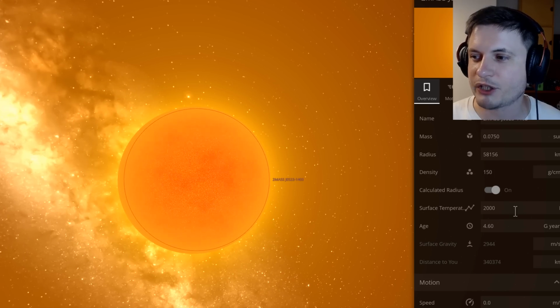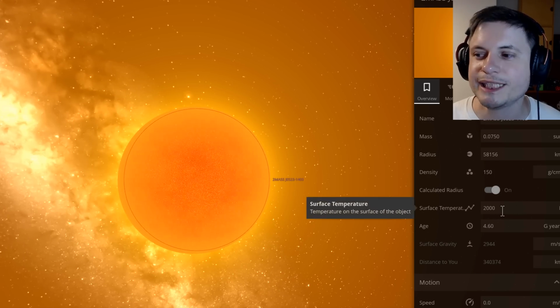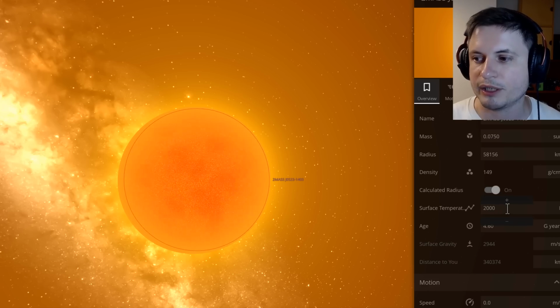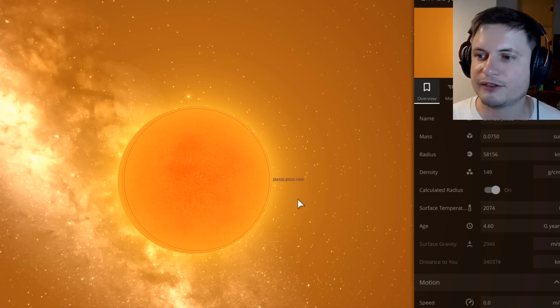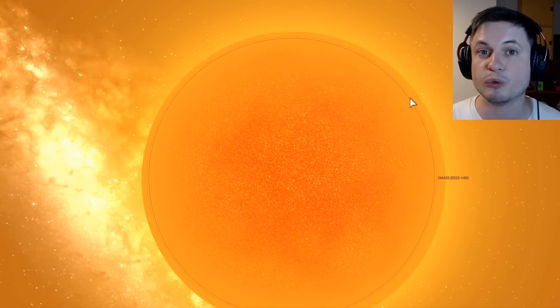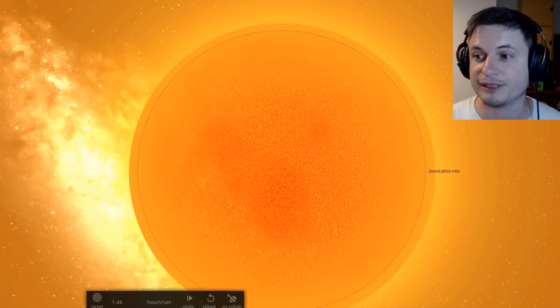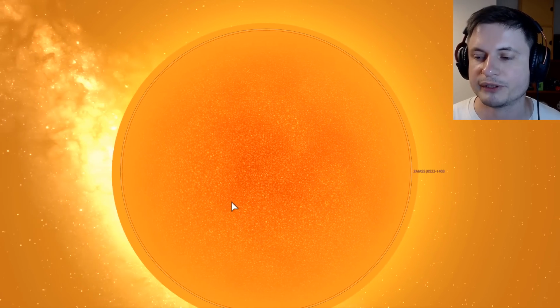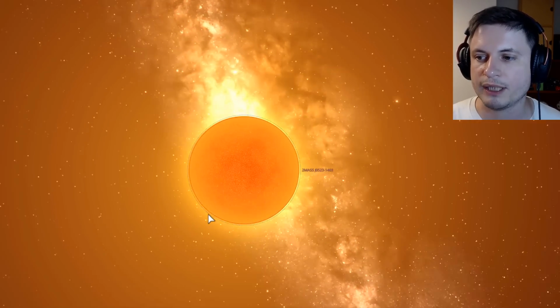Now let's make sure that the temperature is correct. This is a little bit lower than it should be, so we're going to change it to 2070 degrees. And so in a nutshell, this right here is what this particular star looks like. It's essentially a very realistic representation of this red dwarf.